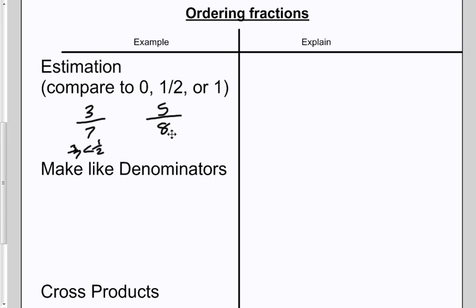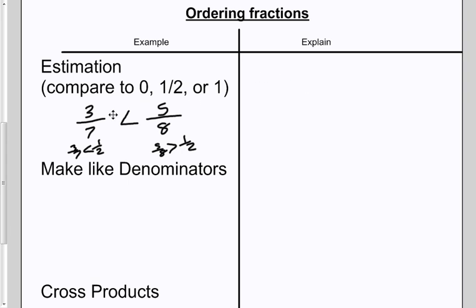5/8, half of 8 would be 4. 4/8. 5 is a little bit more. So 5/8 is a little bit greater than 1/2. So if this is less than a half and this is greater than a half, then I know that this has to be my smaller number. So 3/7 is less than 5/8.